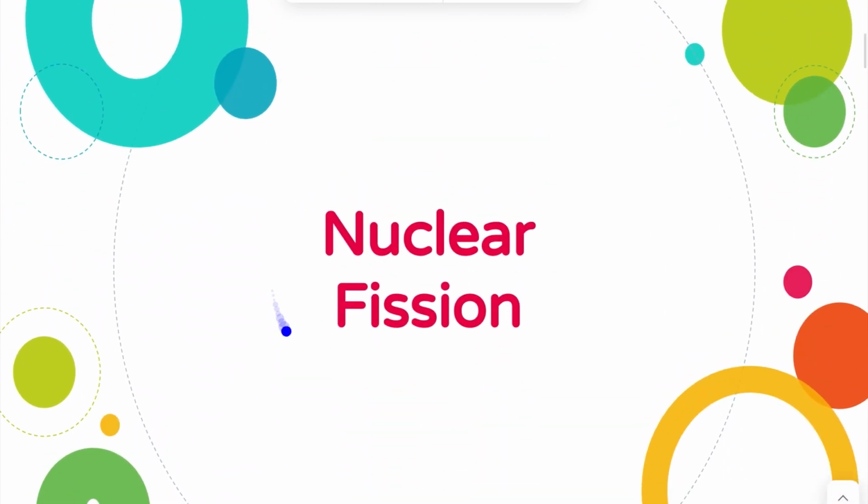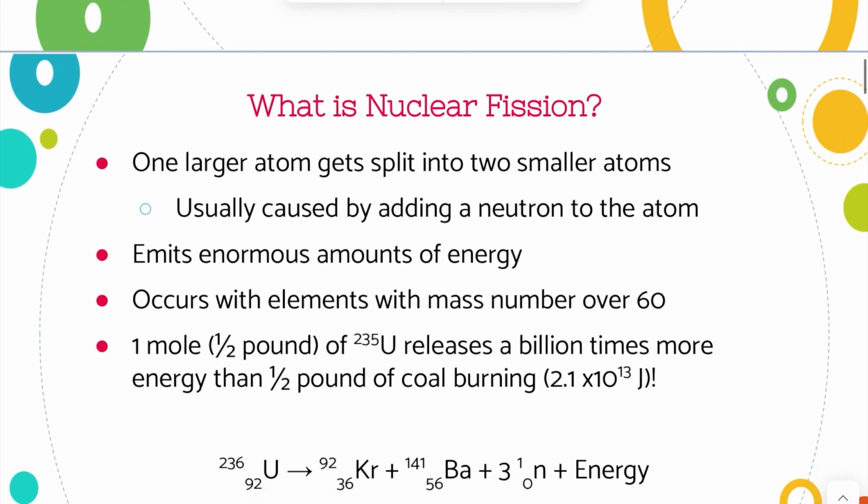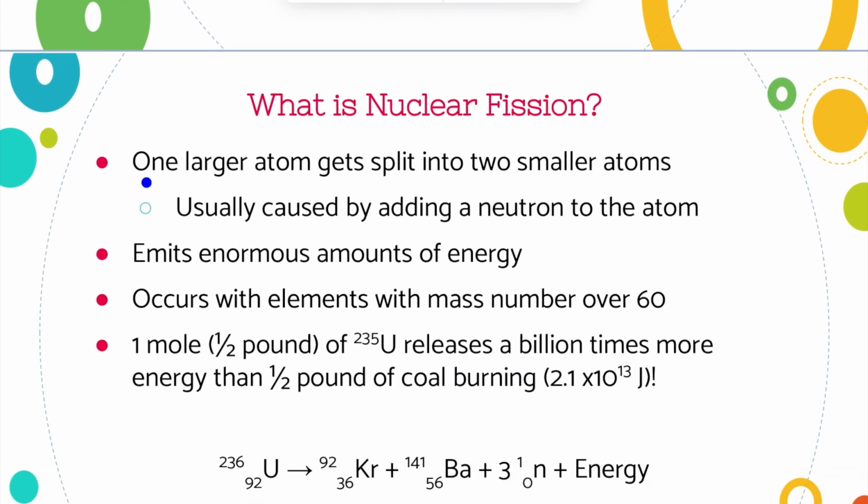So let's discuss nuclear fission, which is a nuclear process. What is nuclear fission? It is when one larger atom that is unstable gets split into two smaller atoms. This is usually caused by adding a neutron to the original atom. And so if we had a larger atom and a neutron got added, it is going to cause that larger atom to split into two atoms that are smaller and more stable.